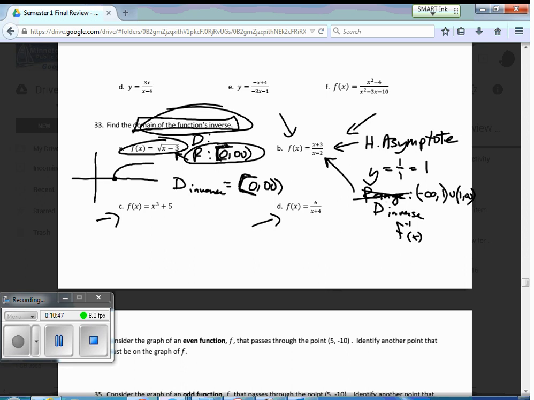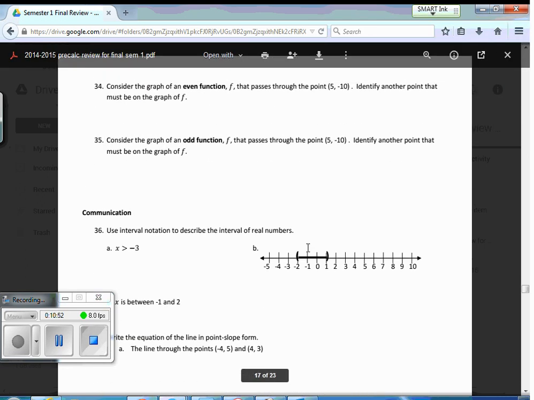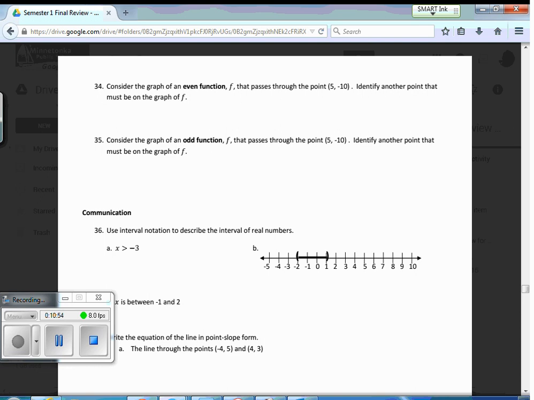Okay, so let's move on to this page. If something's even and it passes through this, well, you just make a little picture. 5, negative 10, it's like way down here, and it's even. If there's a dot here, there must be, if it's even, another dot over there that's just like it. So you could figure out logically what point that would have to be. All right, let's move on to communication.